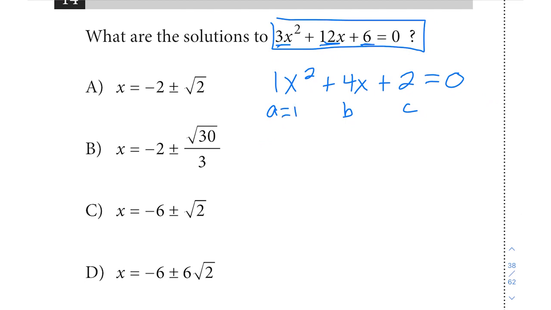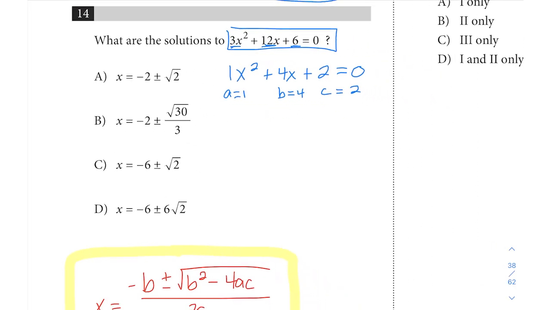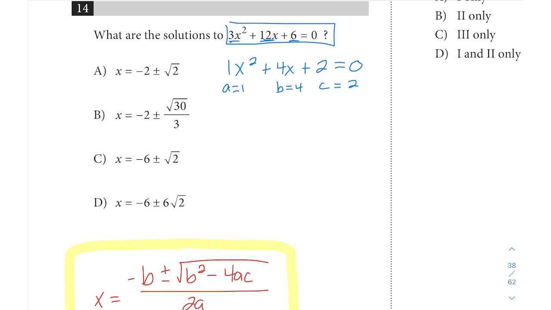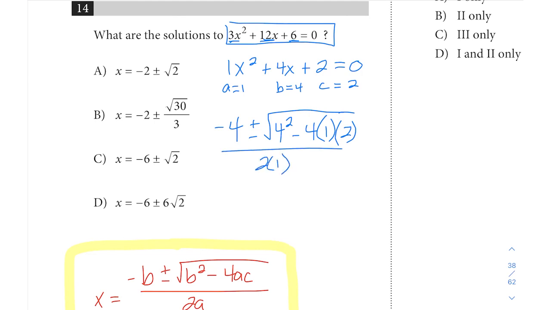So here we would have an a of 1, a b of 4, and a c of 2, and we just have to plug it into that quadratic formula. So this would be negative 4 plus or minus the square root of 4 squared minus 4 times a times c, all over 2 times a.